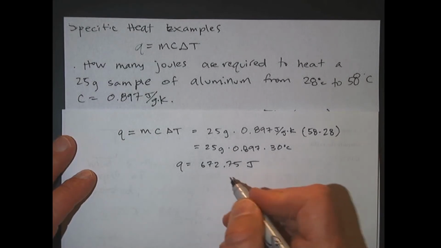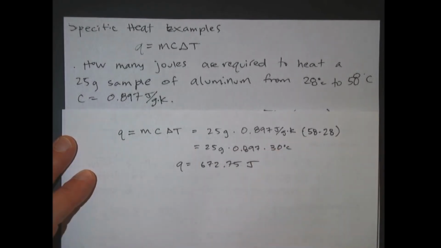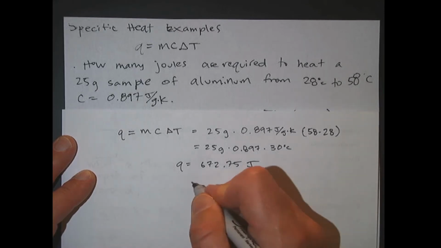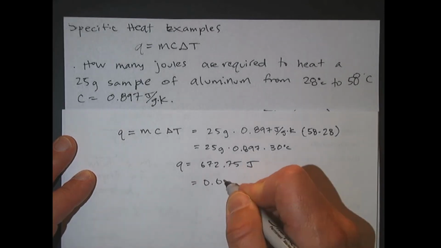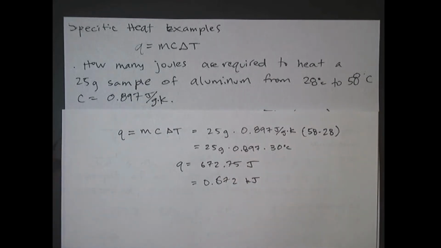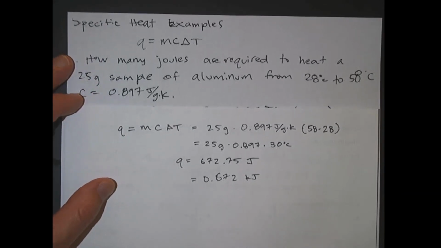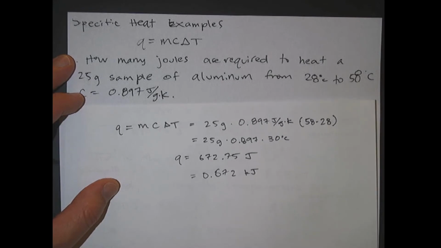If you want to write it in kilojoules, you just move the decimal place from joules, which is the base unit, to kilo, which is 3 steps to the left. And so this is the same thing as saying 0.672 kilojoules. Either one, of course, works for this class. So there is the first kind of problem. Basically, shove the numbers in there and hit calculate.